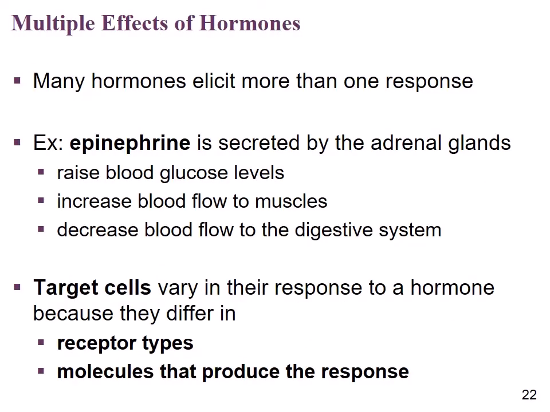Many hormones have more than one response in an organism. For example, epinephrine is secreted by the adrenal glands, and it raises blood glucose levels, increases blood flow to muscles, and decreases the blood flow to the digestive system. Target cells really vary in their response to hormone because they differ in receptor types and the kind of molecules that they produce in response to the hormone or the ligand.